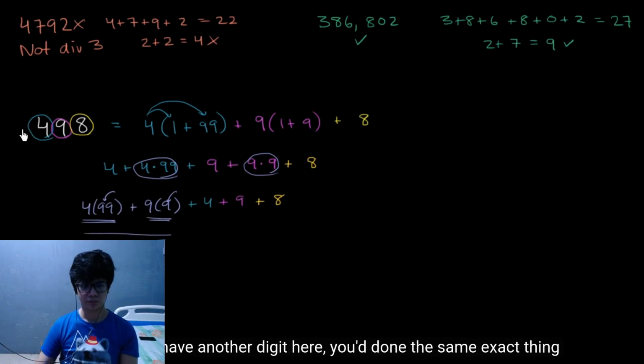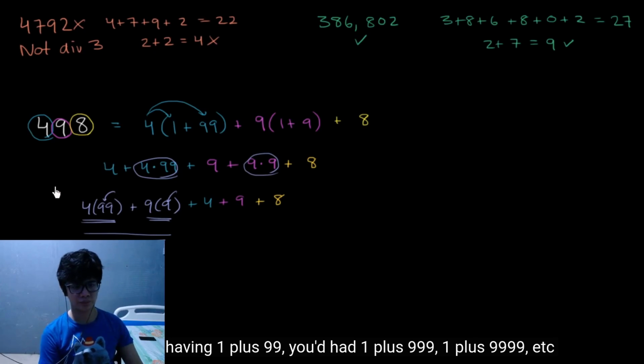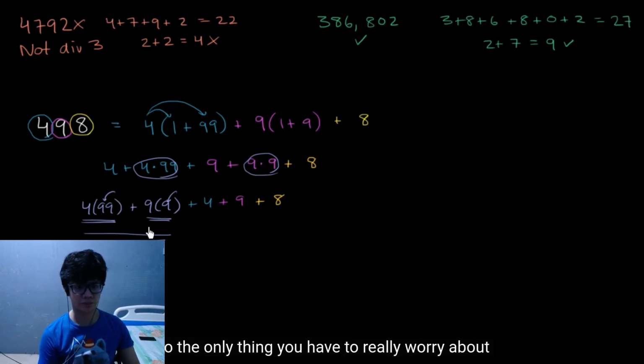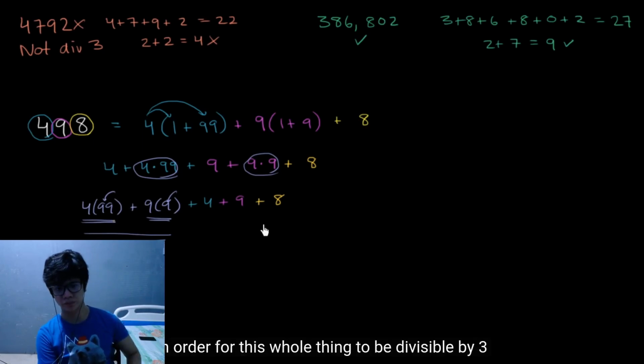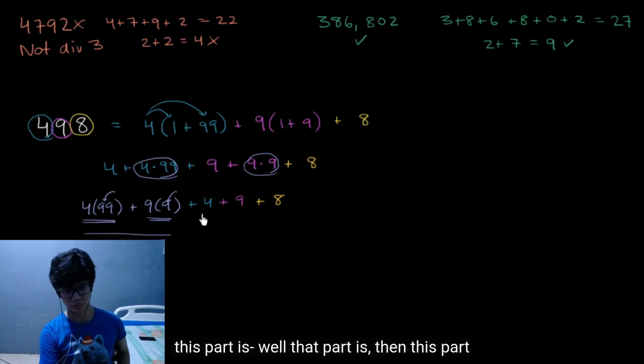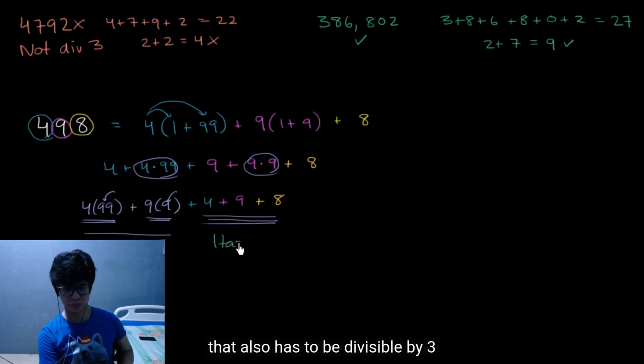And if you had other digits here, you would have done the same exact thing. Instead of having 1 plus 99, you would have 1 plus 999, 1 plus 9,999, etcetera. So the only thing you have to really worry about is this part right over here. In order for this whole thing to be divisible by 3, if that part is, then this part also has to be divisible by 3.